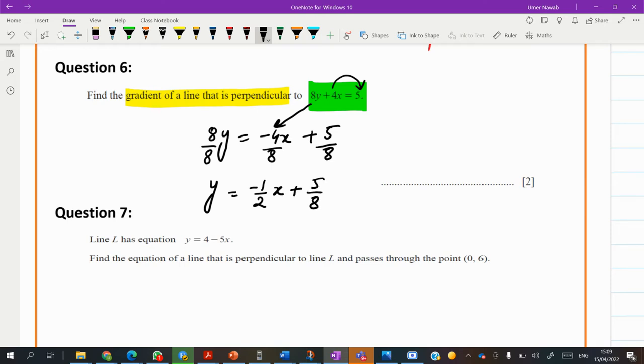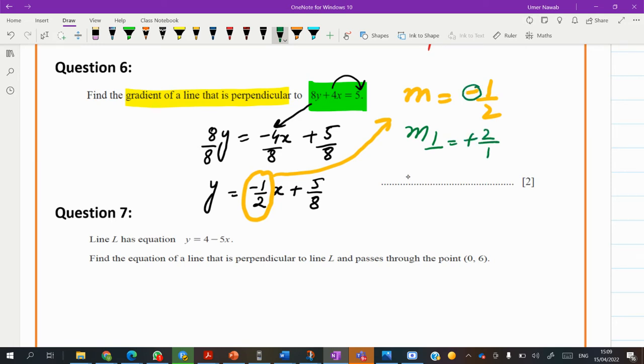Now my friends, this is the gradient of the line which is given to you: its gradient is minus 1 over 2. Then how can I write the gradient of a perpendicular line? The minus sign changes to plus and 1 over 2 becomes 2 over 1. So guys, your answer will be just plus 2, or you can say 2.